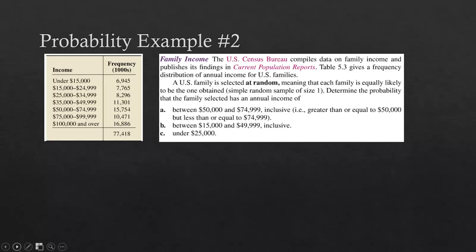For this example, it says the U.S. Census Bureau compiles data on family income and publishes its findings in the current population reports. Table 5.3, which is the one to the left, gives a frequency distribution of annual income for U.S. families. A U.S. family is selected at random, meaning that each family is equally likely to be the one obtained. Determine the probability that the family selected has the following incomes.